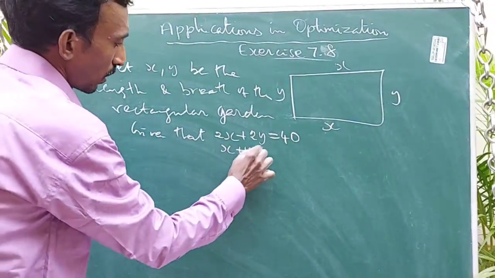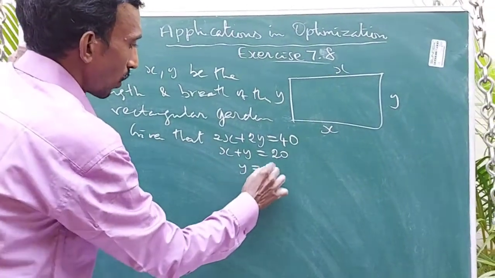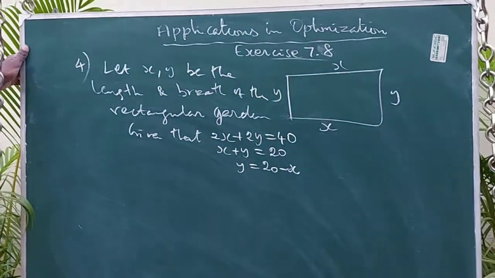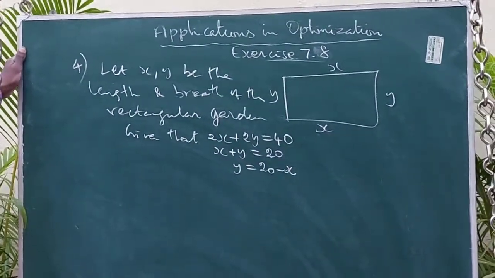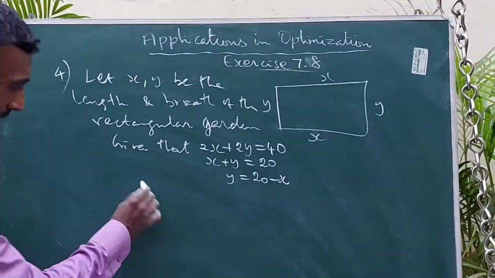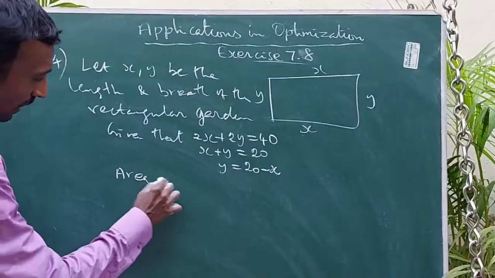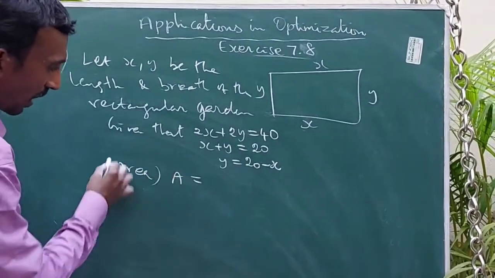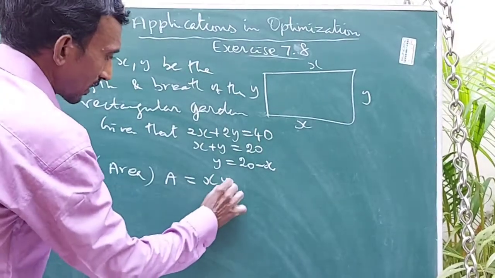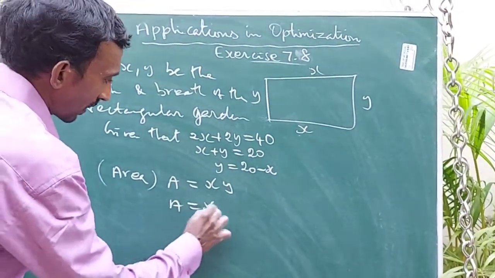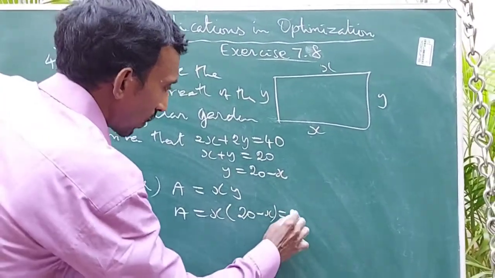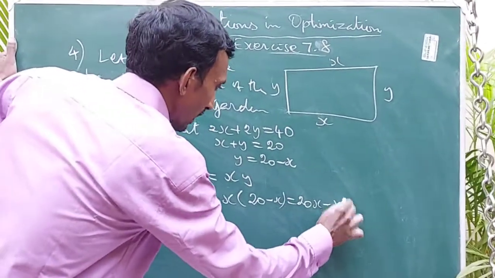So x plus y equals 20, y equals 20 minus x. Use this condition to convert the function into a single variable function. Here the area is to be maximized, so area is the function. We are considering area as capital A. Capital A equals length into breadth, x into y. Again converting into a single variable function, A equals x into (20 minus x), which equals 20x minus x square.